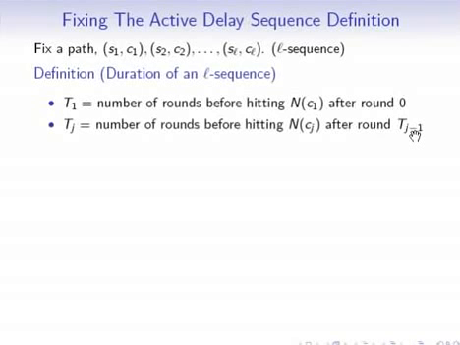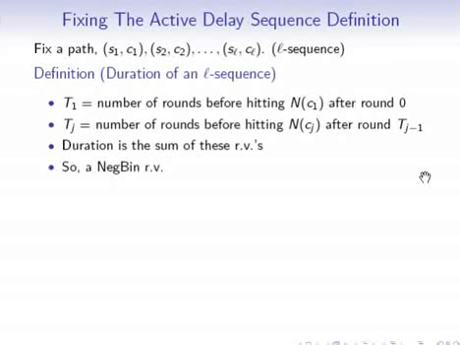We'll let Tj be the number of rounds before hitting the neighborhood of Cj after round Tj-1. Remember, this is a random variable that's defined recursively. The duration of the entire L sequence is going to be the sum of these random variables. Each of these is a geometric random variable because we're simply flipping a coin, or waiting until we hit the neighborhood. In other words, it's the number of flips or turns before we get a success. So the sum of these geometric random variables is a negative binomial random variable.